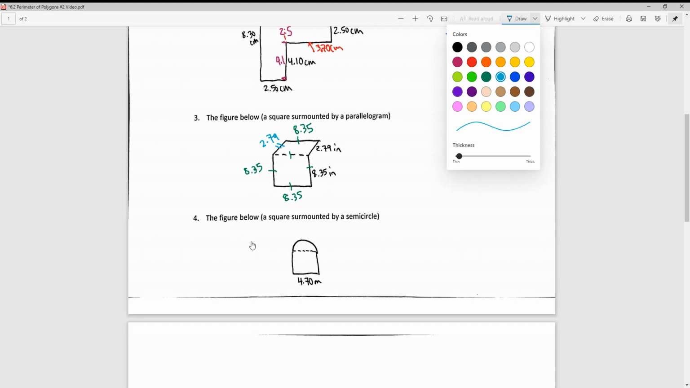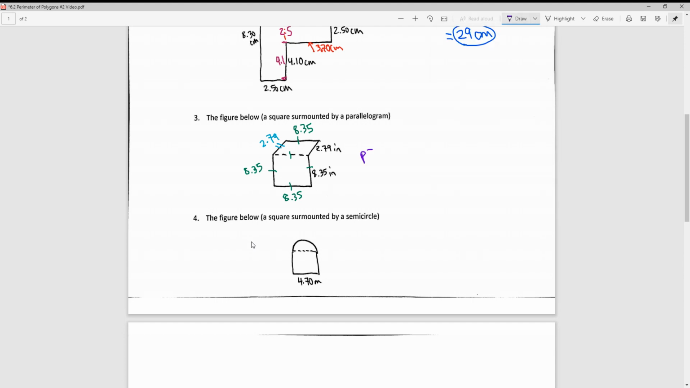So to find my perimeter, the distance around that, I just need to add all of those side lengths together. Start somewhere and just work your way around. So I'm going to start here. So I'm going to add all of my side lengths together.